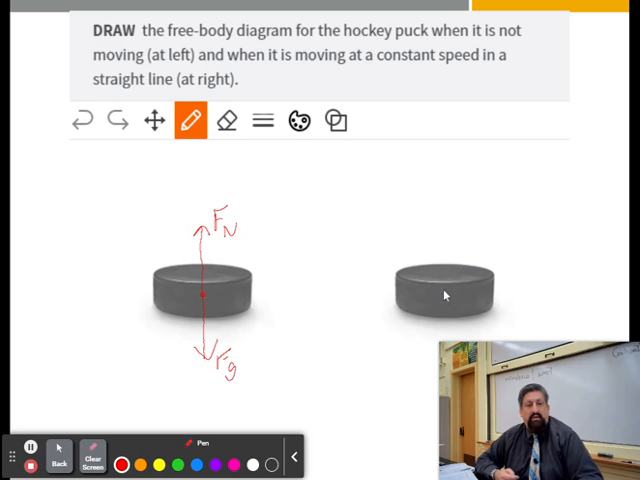When a puck is moving at a constant speed in a straight line, what forces are acting on it? Well, it has the force of gravity acting on it.